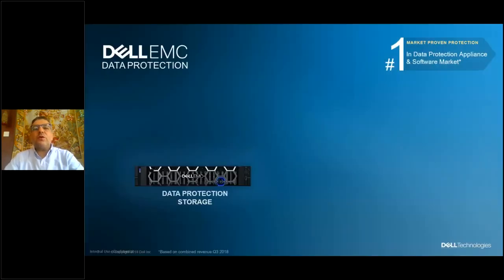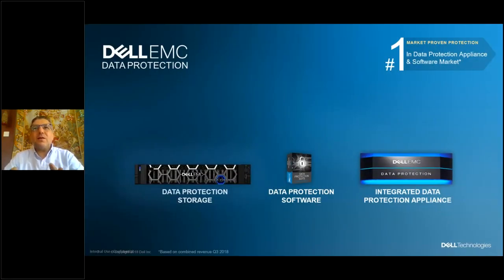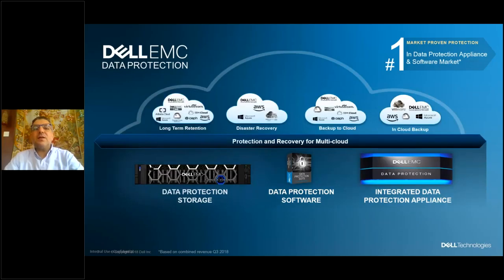What is our portfolio in general? We can summarize it in three pillars. The three pillars are the software part; the protection storage, where you can store your backup sets; and the integrated appliance, a converged platform that contains all the software, hardware, server, and network.